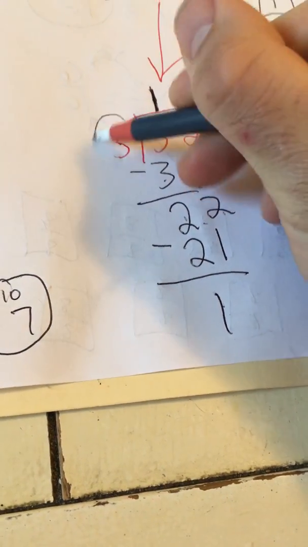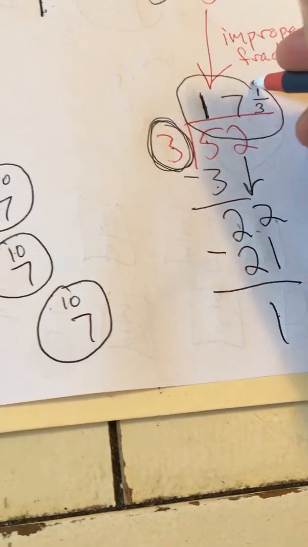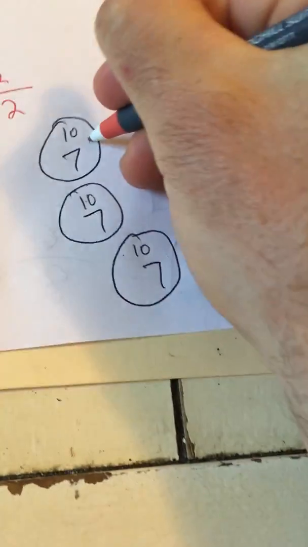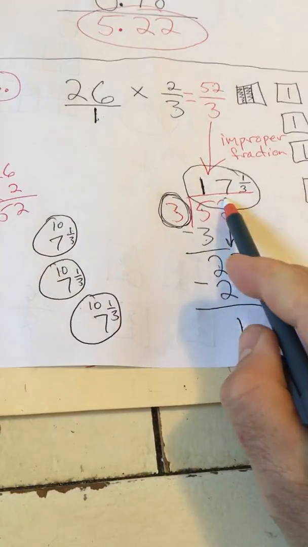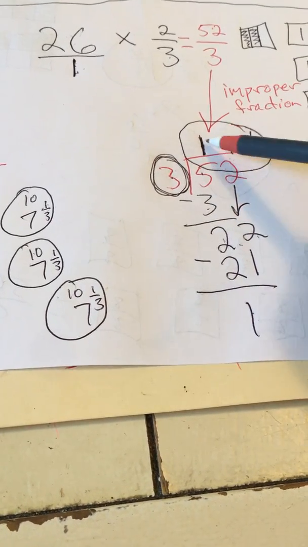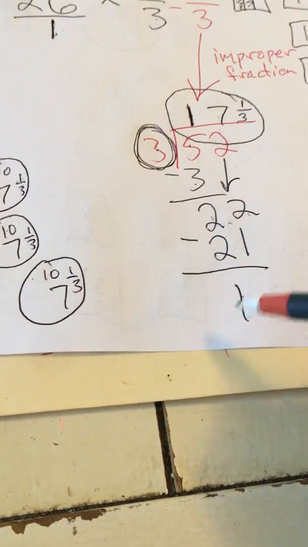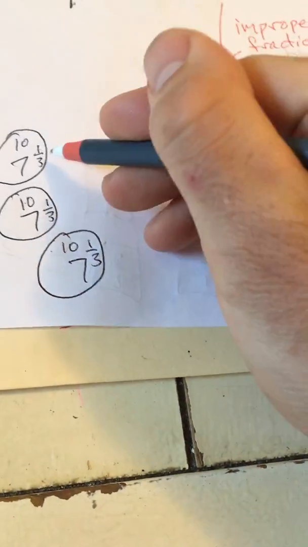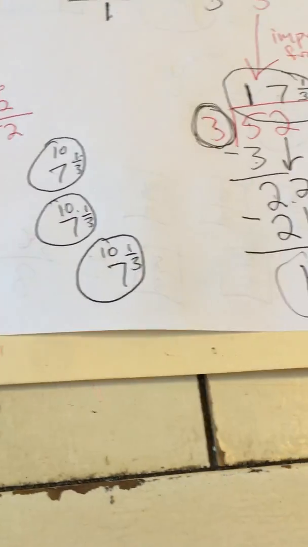So the remainder becomes the numerator. And the divisor, the number where we're dividing by, becomes the denominator. So the answer is 17 and 1/3. So we could put 17 in each group and then 1/3 in each group, and that would equal exactly 52. So writing it like a fraction like this is just more accurate than saying 17 remainder 1. Because what we can do is split that remainder of 1 up into 3 groups. And there's 1/3 and 1/3 and 1/3. So the answer is 17 and 1/3.